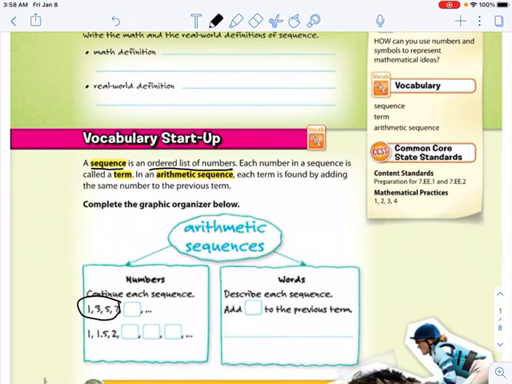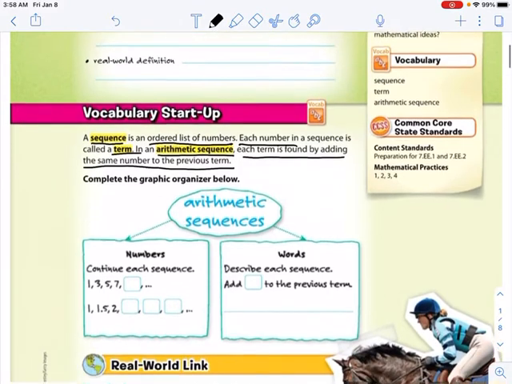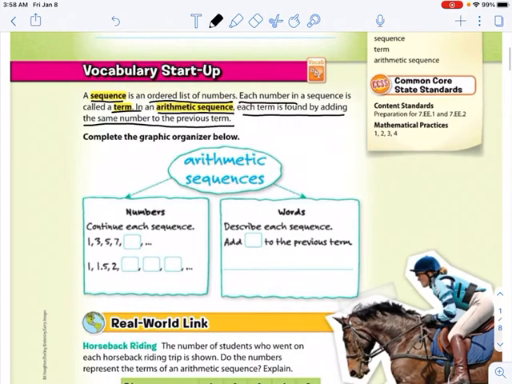And then in a sequence, each number is called a term. So here, like 1 is a term, 3 is a term, 5 is a term, and so on. And there's different types of sequences, but today we're going to be focusing on arithmetic sequences. And in an arithmetic sequence, each term is found by adding the same number to the previous term. Okay, so let's look at this graphic organizer.